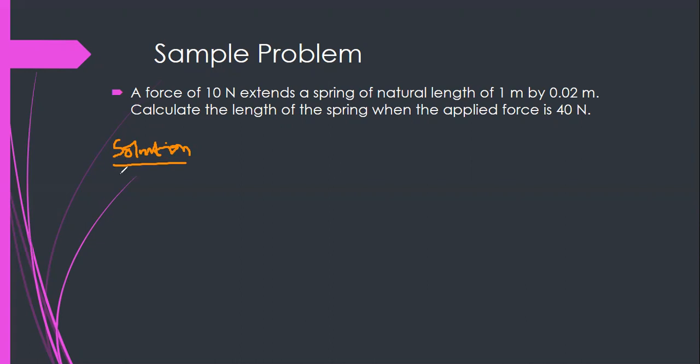So we have the force here, which is giving us 10 Newtons. The force of 10 Newtons. Okay, yeah, it's correct. What do we have again? The original length of the spring is 1 meter, and then we have the extension, which is 0.02. That is the displacement. So we write the extension E given as 0.02 meter.